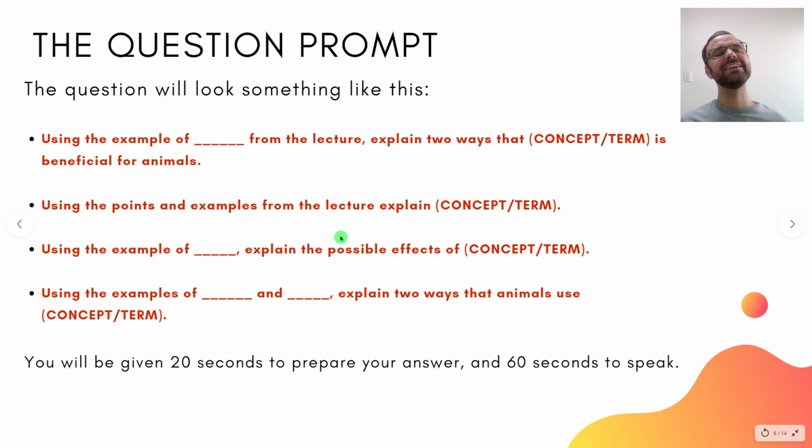All right, so finally, you're going to get a question prompt. Now, you can pause the video if you want to read all of them, but basically, they look something like this. Using the points and examples from the lecture, explain whatever the concept or term is. The only variation is sometimes they're going to actually mention what the example is. So it could say, using the example of the dragonfly, explain whatever. But basically, they're asking you to summarize the points and examples from the lecture. You will be given 20 seconds to prepare and 60 seconds to speak.